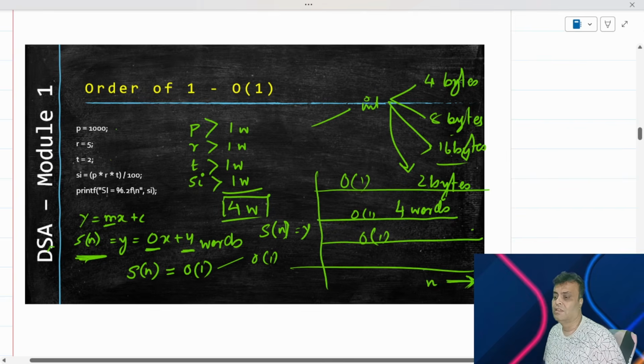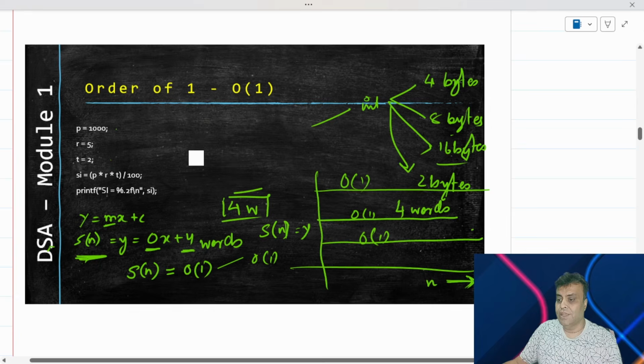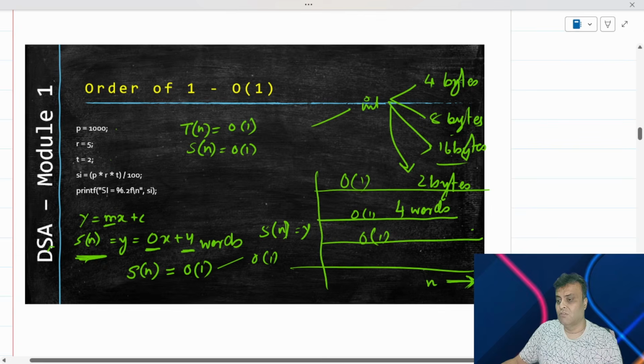So you have an S of n, which is the space complexity as a function of the number of inputs, and it says that I'm not going to change with the number of inputs as far as this example is concerned. So the net result of this particular algorithm is that my time complexity is order of 1. My space complexity of this algorithm is also order of 1. That is the answer to this particular algorithm.